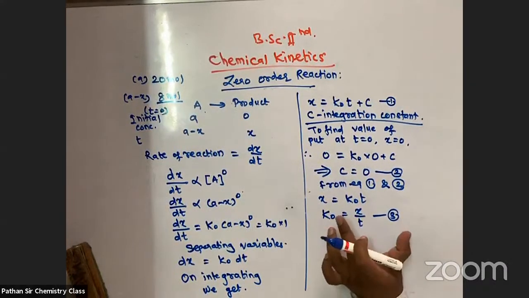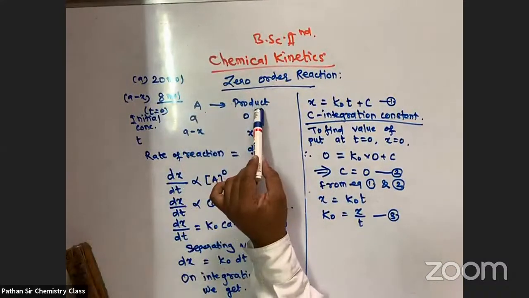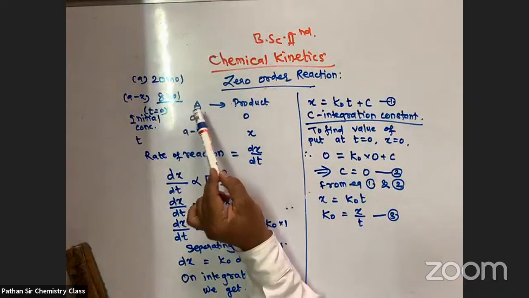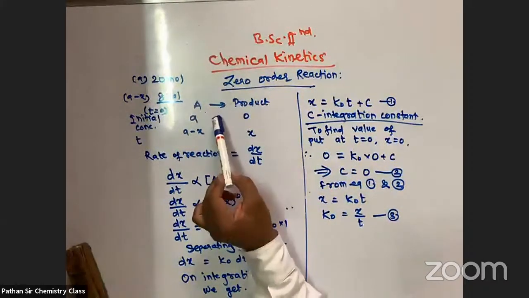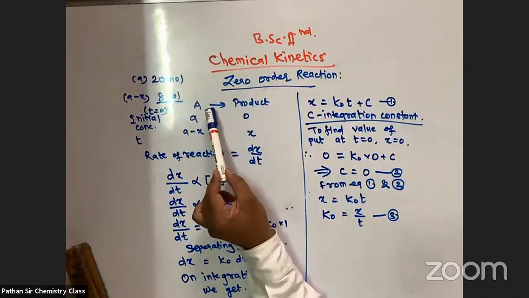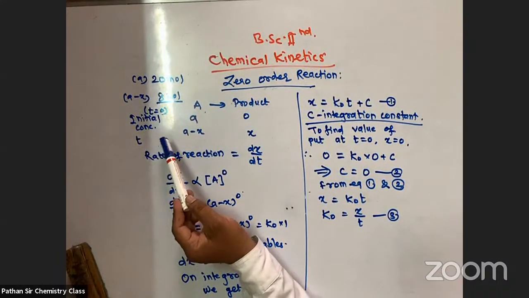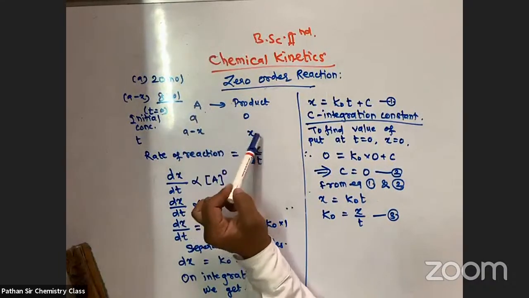Okay, once again see the derivation of zero order reaction. Okay. So A gives product. At time t equal to 0, the concentration of A was a and that of product is 0. The reaction has not started yet. So when the reaction proceeds, A reacts to form product and the concentration of A continuously decreases. At some time t, the remaining concentration of A is a minus x and the product is x.